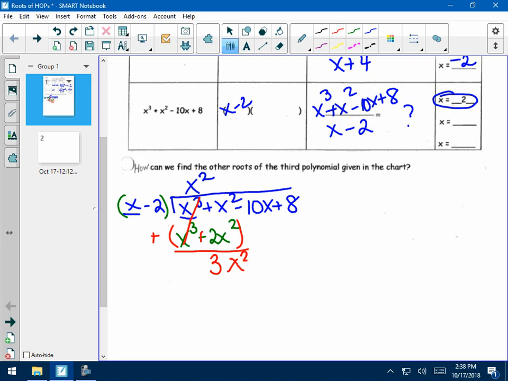So the result there is 3x squared. Okay. And before I start this process over again, the very last step in long division is to bring down the next term, which is negative 10x, and then start all over again.